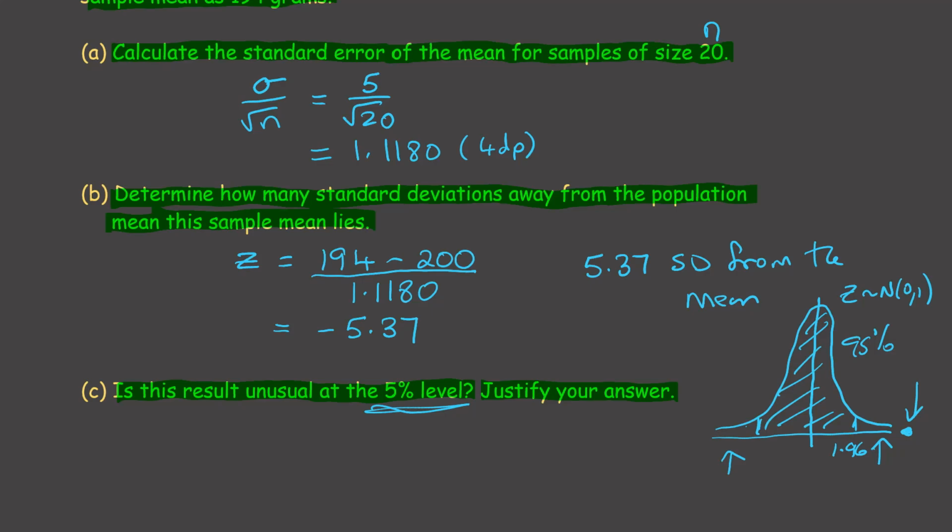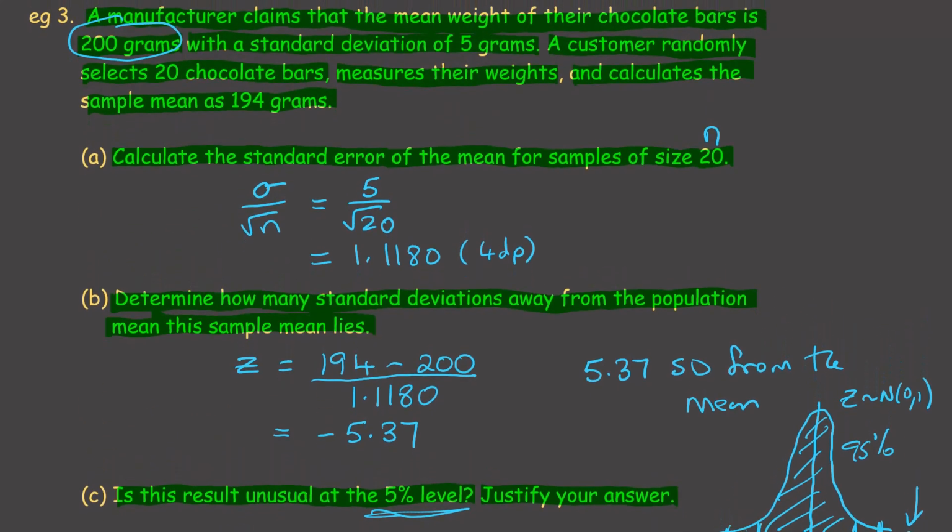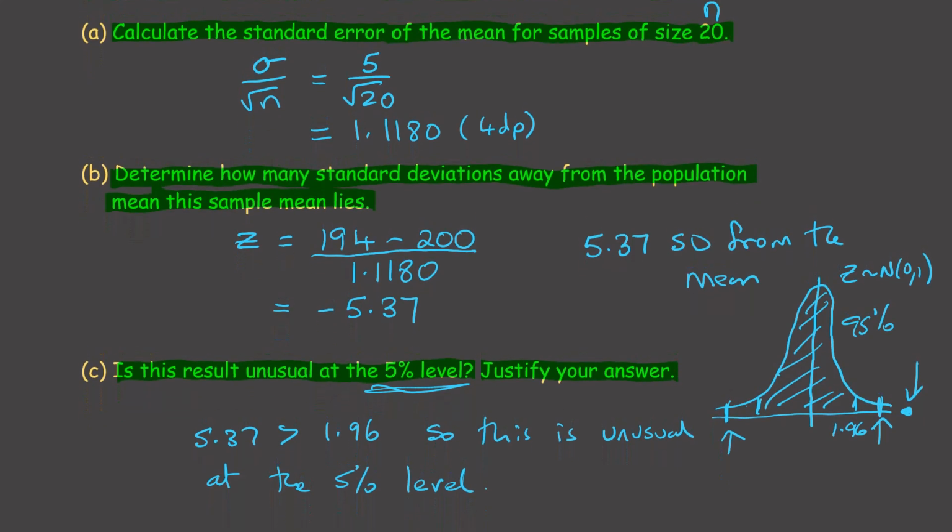5.37 is greater than 1.96, so this is unusual at the 5% level. And indeed, probably a much lower level than that. So a 1% level would be out here somewhere. But certainly at the 5% level. And in the case of manufacturing like this, you would probably want to check your machine settings to see if that is just randomly a very, very unlikely sample, or whether something's gone wrong with your production.